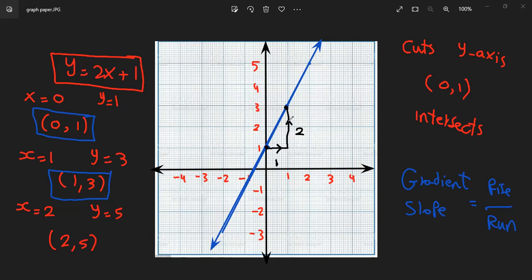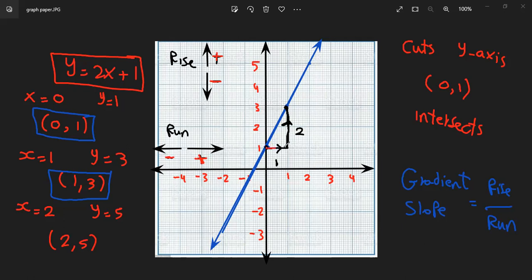So the gradient is rise over run, and pay attention. Rise means up and down. When we go up, it's positive. When we go down, it's negative. And run is right and left. When we go to the right, it's positive. When we go to the left, it's negative. Once again, rise means up and down: up positive, down negative. Run: positive on the right, negative on the left.